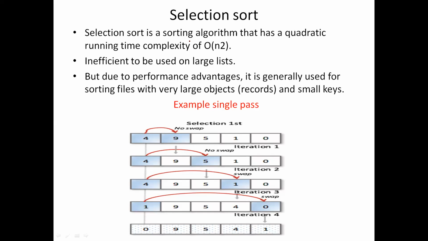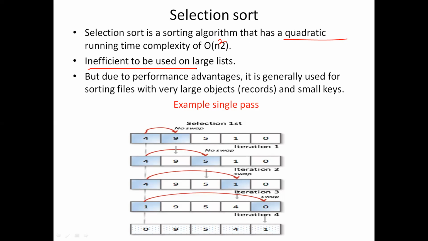Selection sort is a sorting algorithm that has a quadratic runtime complexity of big O of n square only. Sorry, it's not n2, it is n square. Like bubble sort, this selection algorithm's worst case time complexity is also big O of n square. It takes quadratic time.